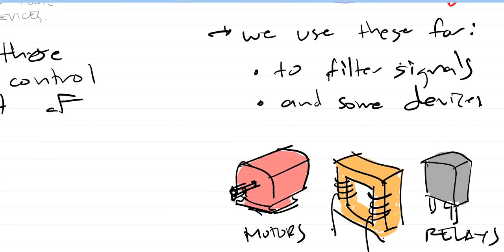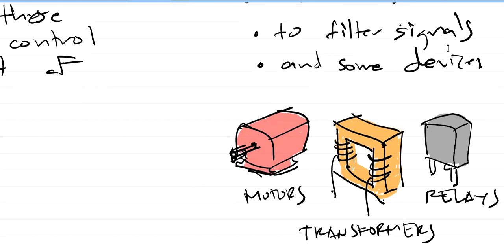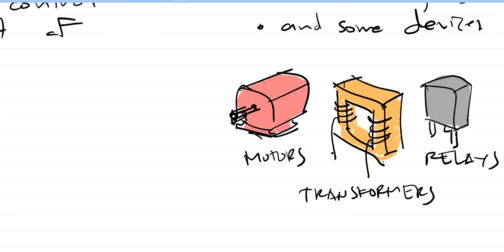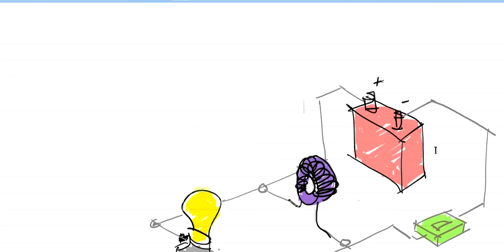Now we use this circuit element, let's say, to filter signals in some devices, like for example in electric motors we have windings inside, and also in transformers, let's say a step down transformer to lower the voltage output, or maybe the current. So those are transformers, and also we have some relays.